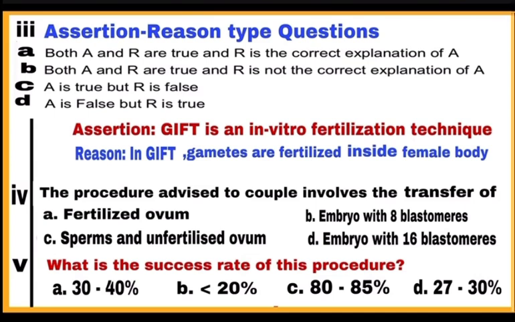Question number 4. The procedure advised to couple involves the transfer of, option C is correct. In GIFT technique, both the sperm and unfertilized ovum are transferred into the fallopian tubes. So mark C as a correct answer. Question 5. What is the success rate of this procedure? Option D. The success rate of this procedure is 27 to 30%. So mark D as a correct answer.